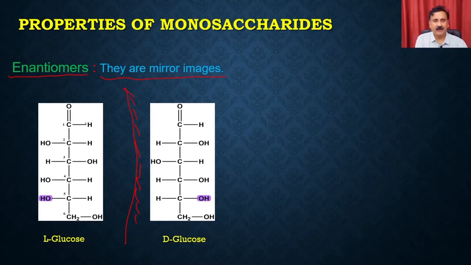So, for example, in this one, except for the first group, all other groups are flipped. See, the OH is on this side, on this one the OH is on the other side, and so on. All of these are flipped by 180 degrees, and that's why this form is called the L form and this one is called the D form. Don't get confused between the capital L and D versus the small l and small d. Small l is levorotatory and small d is dextrorotatory, whereas here we are showing the enantiomers, where you have the capital L form or the capital D form.